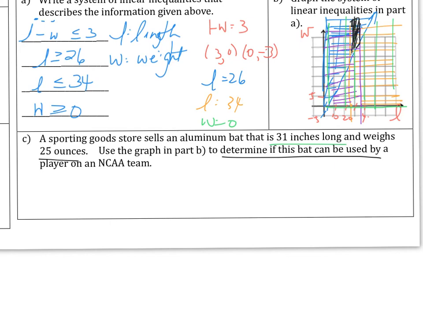Well, when this bat is 31 inches, then we need to plot that here. Okay, so 31 is about here. And then when 25 ounces, 5, 10, 15, 20, 25. So the point is about here. So this point does not lie in the intersection area, the shaded region here. So we would say no. It doesn't satisfy the requirements. Okay, and this concludes our lesson.